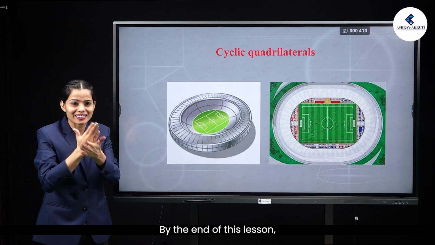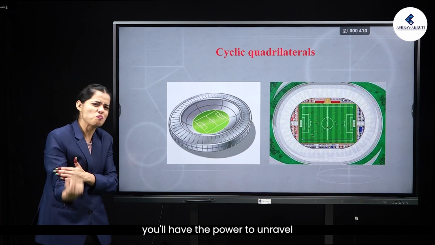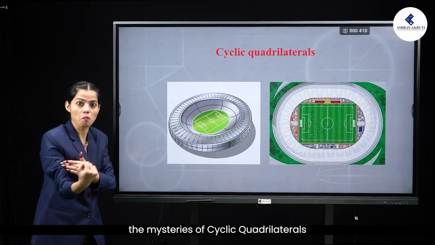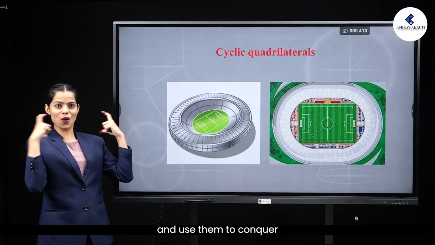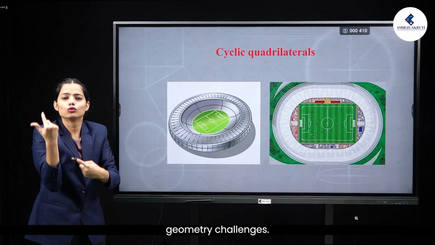By the end of this lesson, you will have the power to unravel the mysteries of cyclic quadrilaterals and use them to conquer geometry challenges.